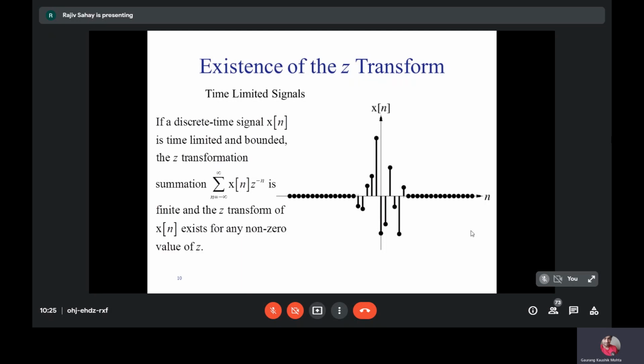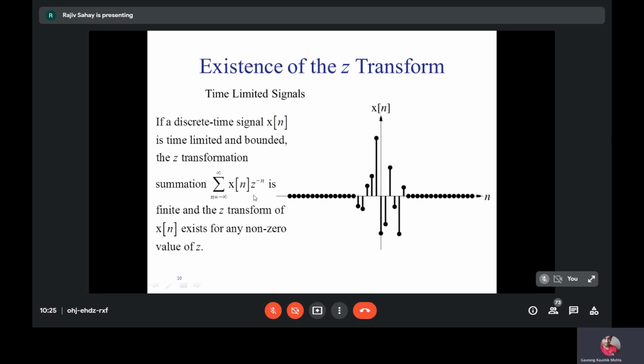And the next chapter that I would take is the frequency analysis, or the frequency response analysis, or the frequency domain analysis of LTI systems. There we will look at more details, the study of the phase spectrum and the amplitude spectrum of filters. Now, existence of the Z transform.